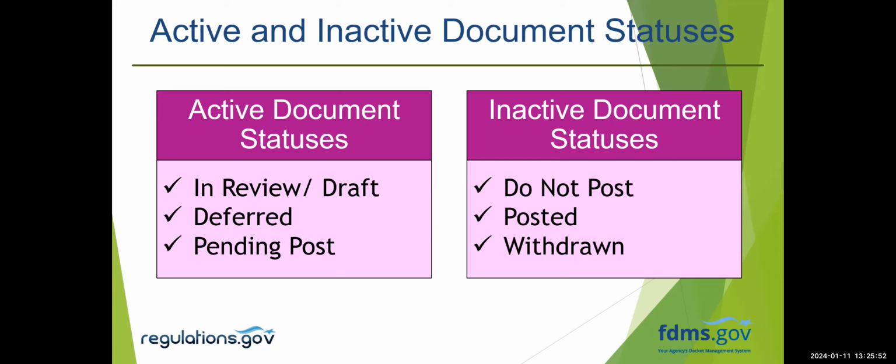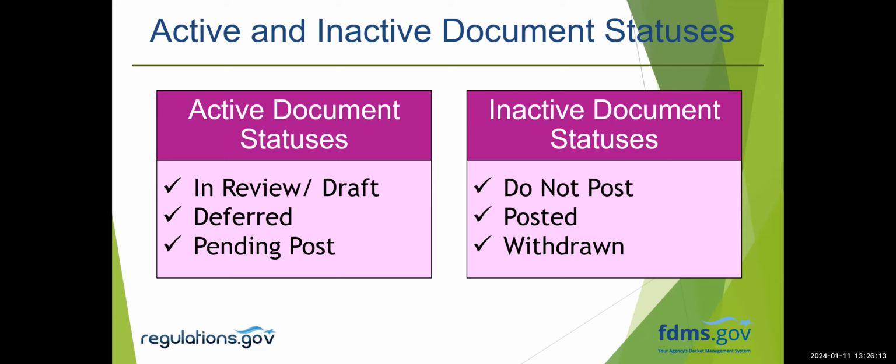The same is true if you move that same comment into a pending post status. Pending post status means that it's probably going to end up being posted to regulations.gov. So it's definitely an active status. So how does it turn into an inactive status? The inactive status simply means that document's not in a position to be posted to regulations.gov.